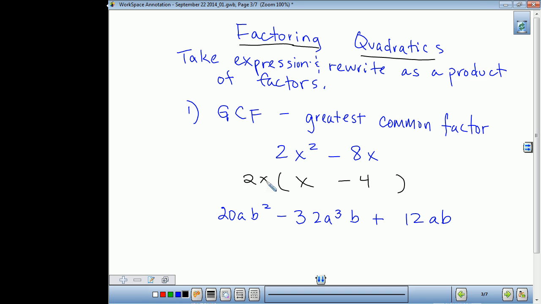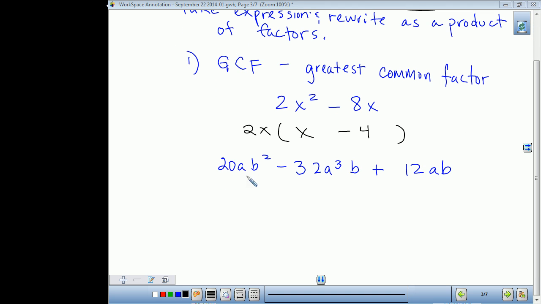What do I multiply 2x by so that it becomes negative 8x? Negative 4. Okay, so that's how my brain thinks. Alright, let's look at the second example.